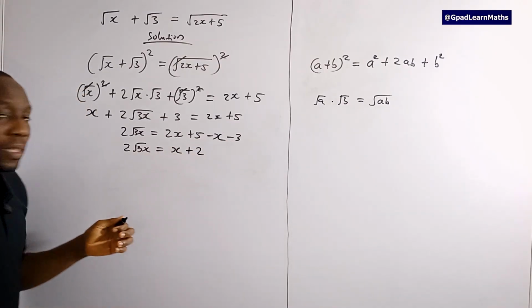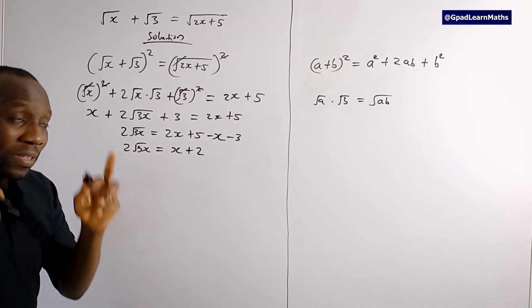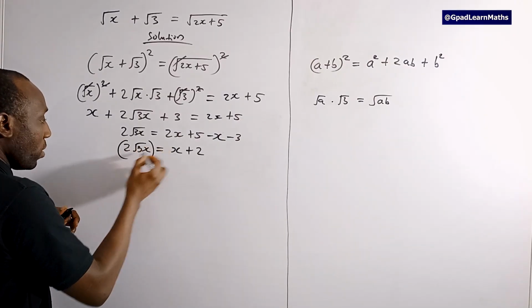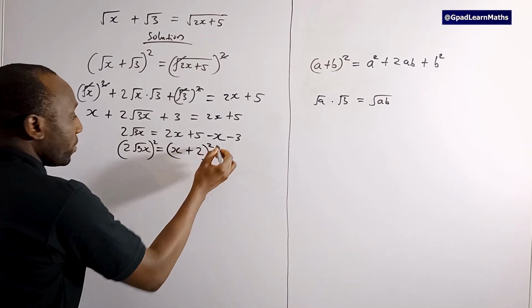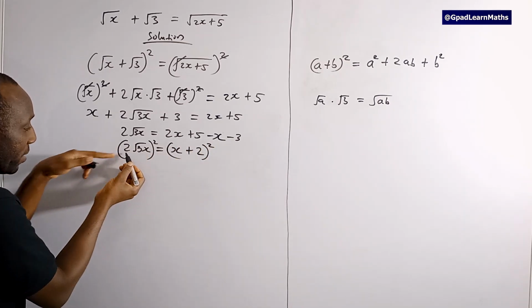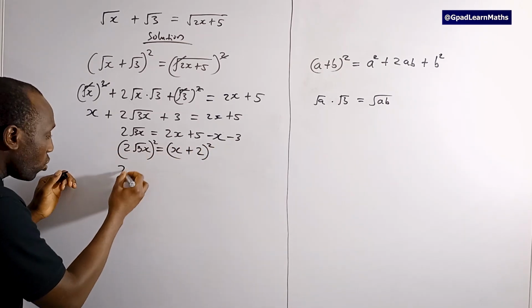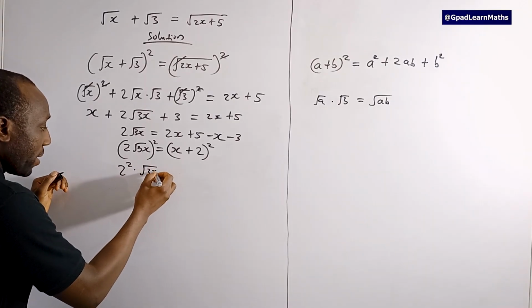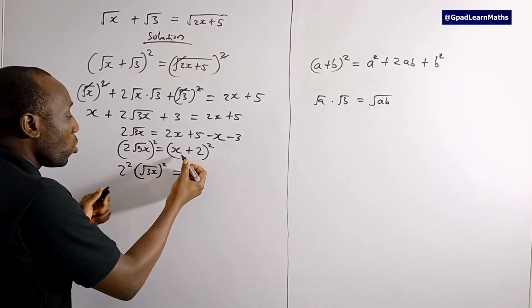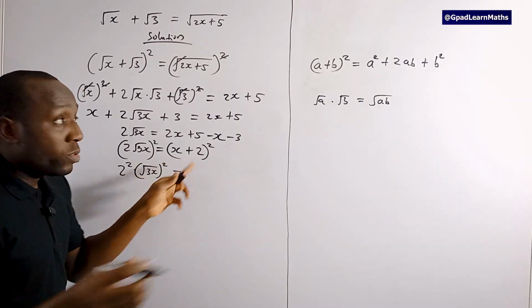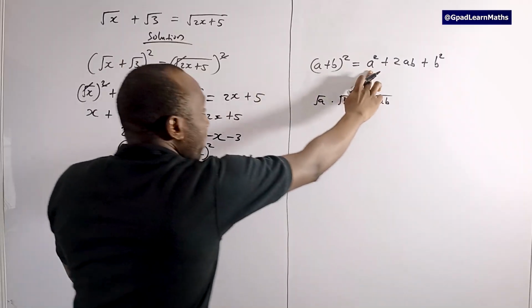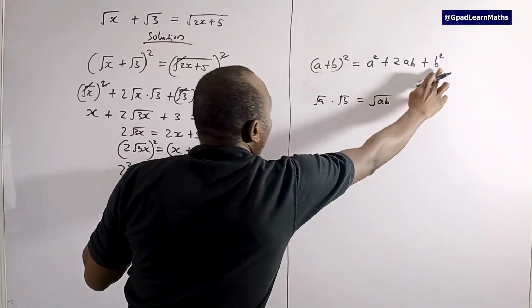Plus 2. I will now square both sides to get rid of the square root here. So let's square this one and then square this. If you square this side, this can be written as 2 squared times root 3x squared. Which is equal to, see, I'm also going to use this algebraic identity here again. So we square the first term, 2 times the first and second, then plus b squared.